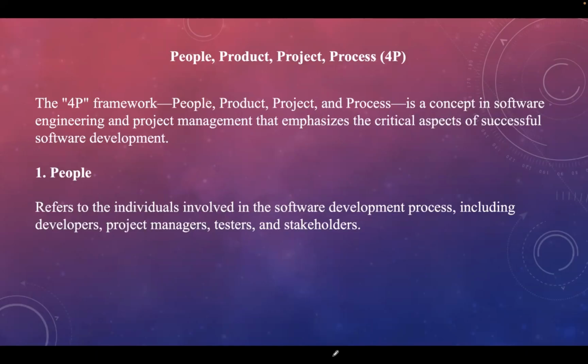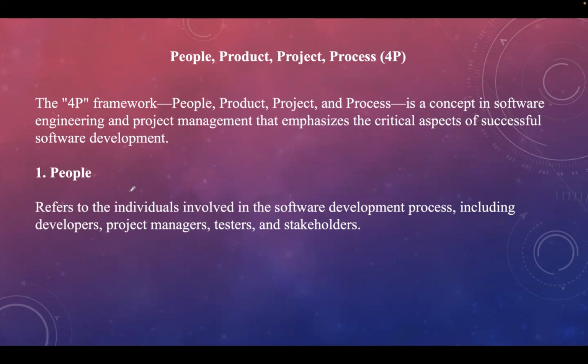In this lecture, let us discuss the 4P framework in software engineering. This framework consists of four key dimensions: people, product, process, and project. Each dimension plays a critical role in ensuring the successful delivery of software projects.